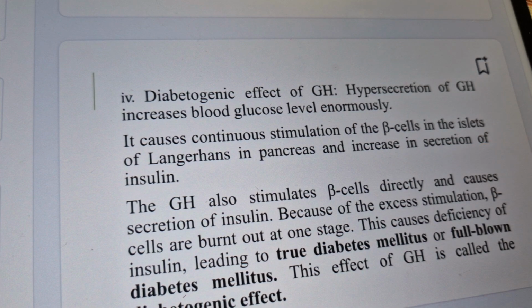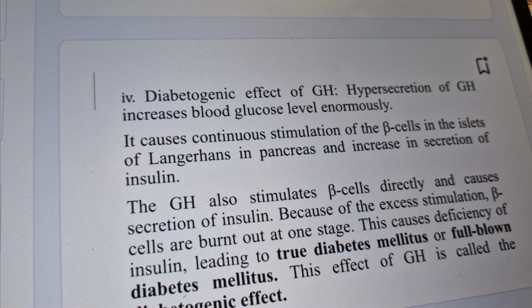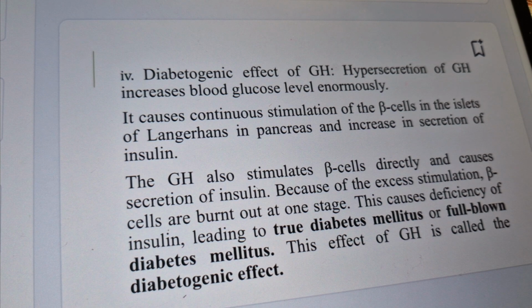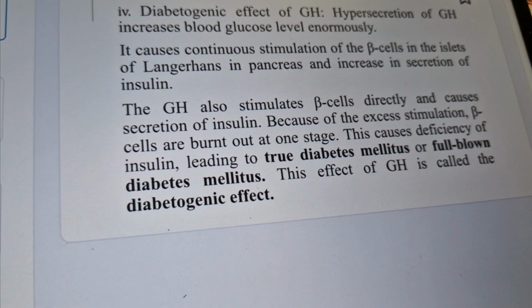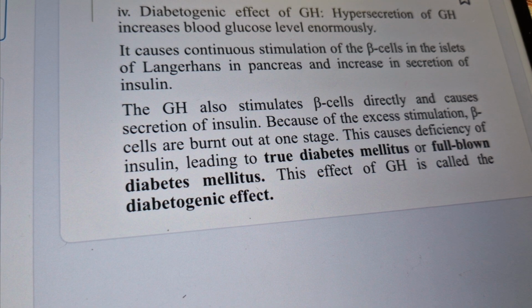Diabetogenic effect of growth hormone: hypersecretion of growth hormone increases blood glucose level enormously. So we can't give growth hormone analogs to diabetic patients. It causes continuous stimulation of beta cells of the islets of Langerhans to increase the secretion of insulin, because as there is an overload of glucose in the serum, it starts stimulating beta cells of the pancreas to secrete insulin. Growth hormone also stimulates the beta cells directly to cause secretion of insulin, because with excess stimulation the beta cells are burnt out at one stage.